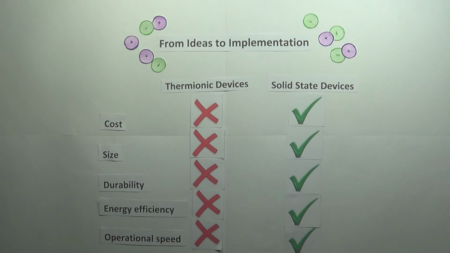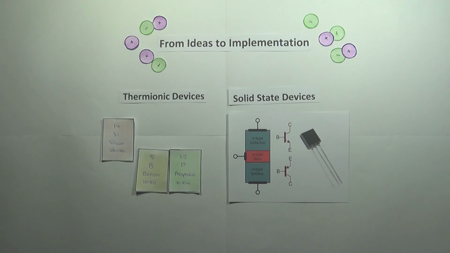Operational speed. Thermionic devices require a warm-up time to become usable. Solid-state devices operate at a much faster rate than thermionic devices, as they will function as soon as they are switched on. Shortcomings in technology, such as the inefficient use of thermionic devices and the continuous miniaturization of technology, force scientists to develop modern technology, such as the transistor.